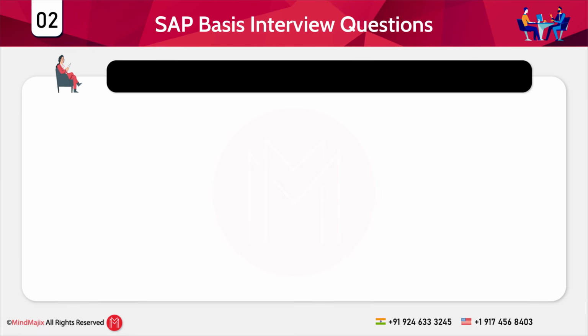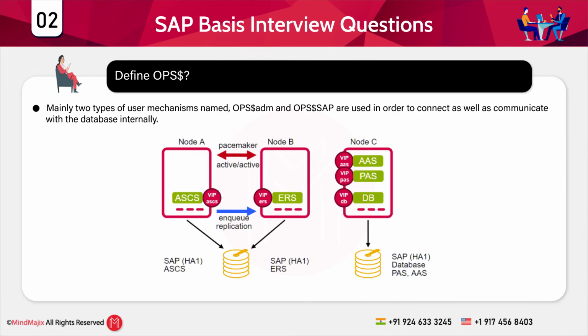The next question is define OSP. So there are mainly two types of user mechanisms which are named as OPS admin and OPS SAP. These are used in order to connect as well as communicate with the database internally. So in the system of SAP, these services get created automatically.